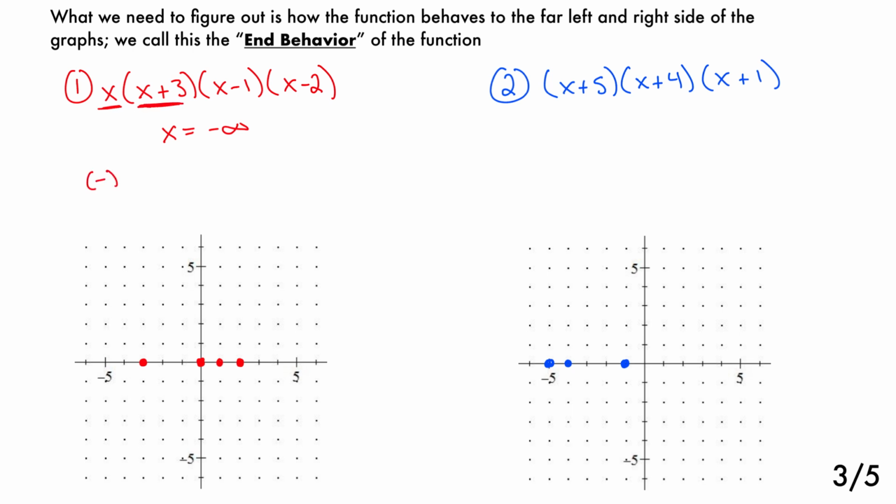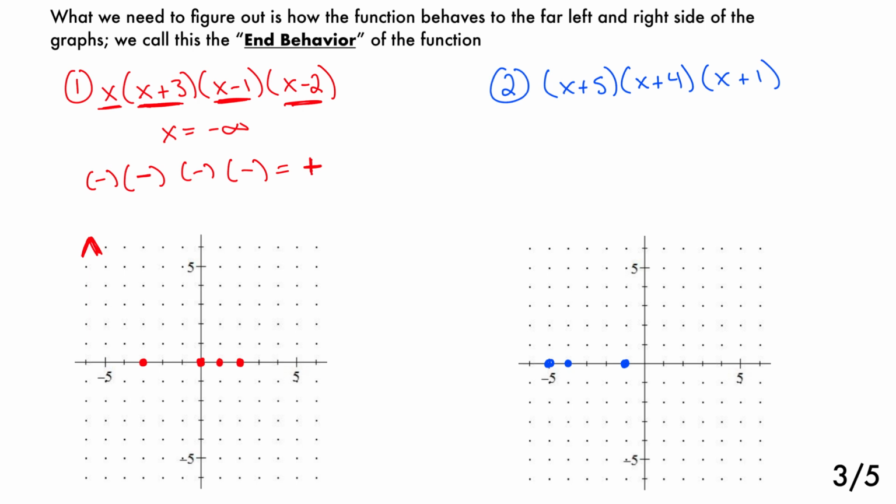If I plug in negative infinity here, I'll get negative infinity plus 3. Plus 3 is not going to do anything to the negative infinity. It's just going to be negative again. And then I do that again for the x minus 1. That'll also be negative. And then I do that for the x minus 2. That'll also be negative. So in reality, I have a negative times a negative times a negative times a negative. If I have four negatives multiplied together, that's going to leave me with a positive. So as I go further and further to the left for this function, I'm going to be all the way up here. So I'm going to start with my arrow here.